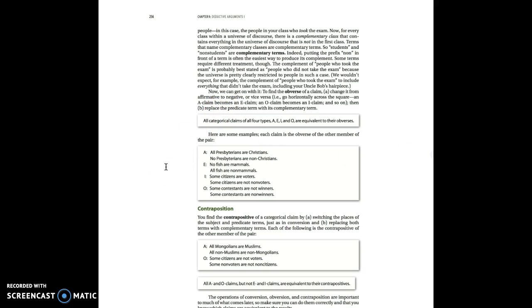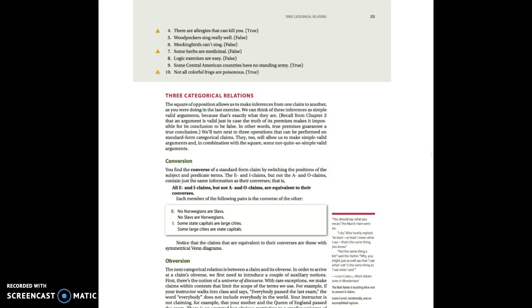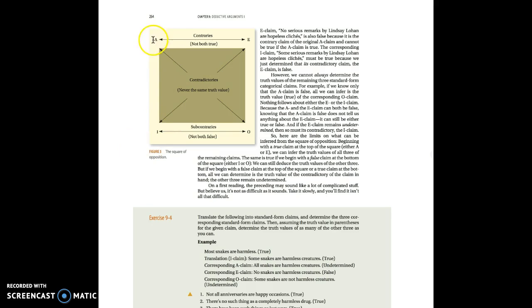When we apply obversion, we're going to do two things. So there's two steps to obversion. The first thing you're going to do is change it from an affirmative to a negative or vice versa. What does that mean? Well, let's go back to that square of opposition. If you have an A claim, change it to an E claim. If you have an E claim, change it to an A claim. If you have an I claim, change it to an O claim. An O claim becomes an I claim.